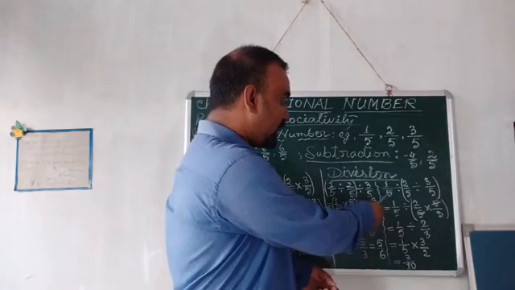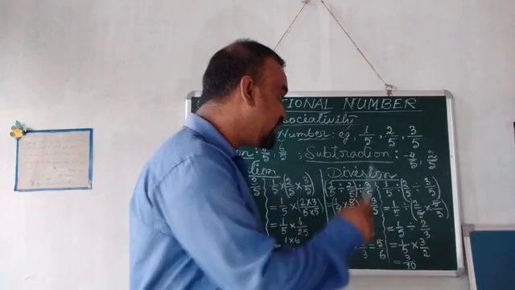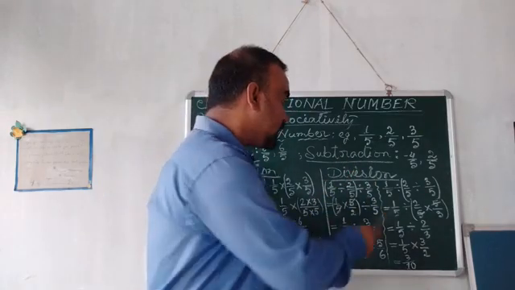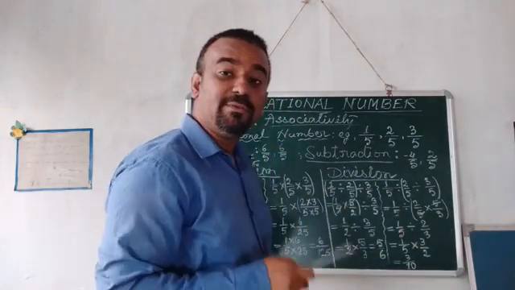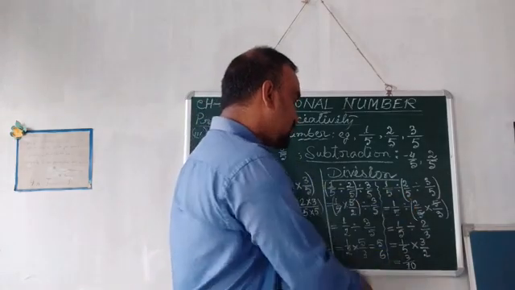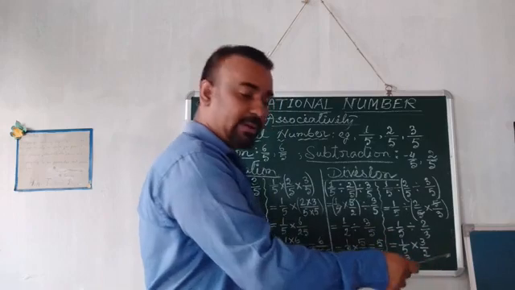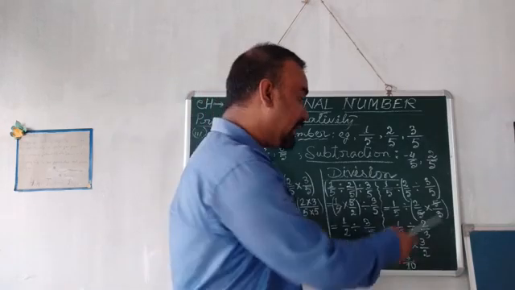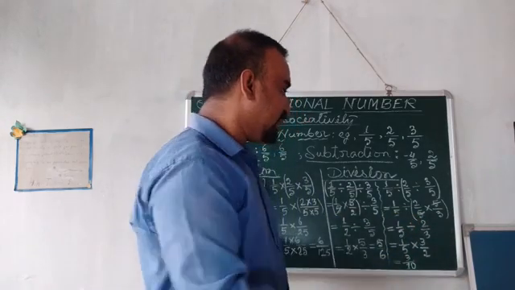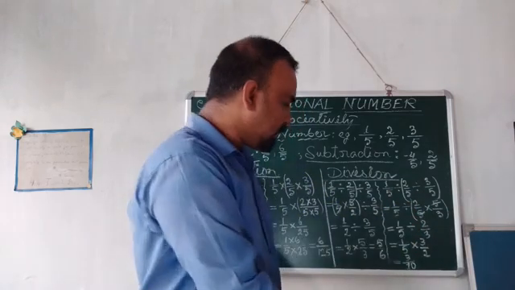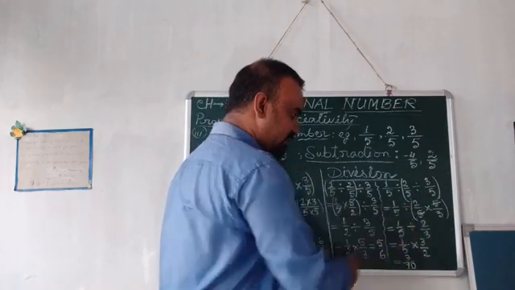Again, 1 by 5 divided by 2 by 5 divided by 3 by 5. So we'll put the bracket for 2 by 5 and 3 by 5. So 1 by 5 divided by 2 by 5. This divide changes to multiplication, and the number gets reciprocated, so that will become 5 by 2. As you can see, this 5 and this 5 get cancelled.